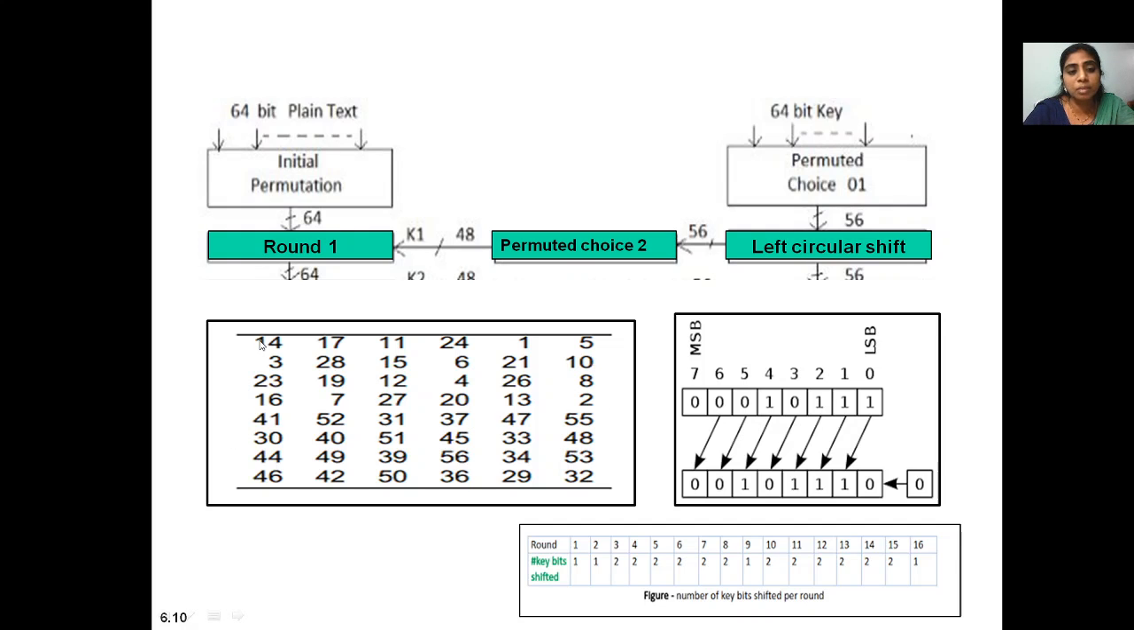So the 14th bit is given as the first bit value. The second bit value is nothing but the third bit of the key. The 23rd bit in the key will be the third bit value here. The 16th bit in the key becomes the fourth bit here. Like that we transpose all these 48 bits, and this particular 48 bit value is given as the key for round 1. Like that we achieve the 48 bit key.